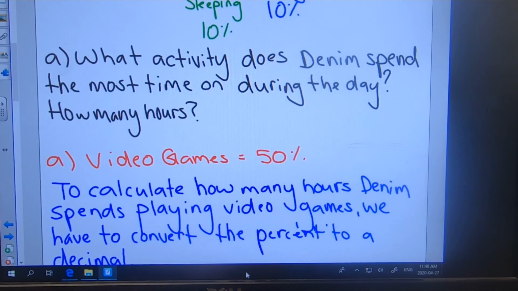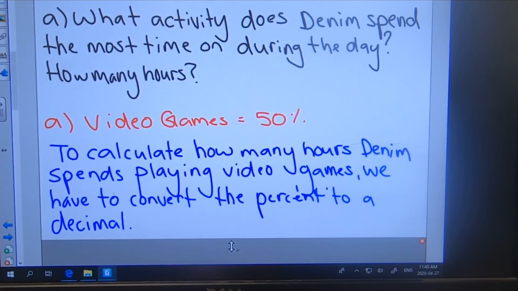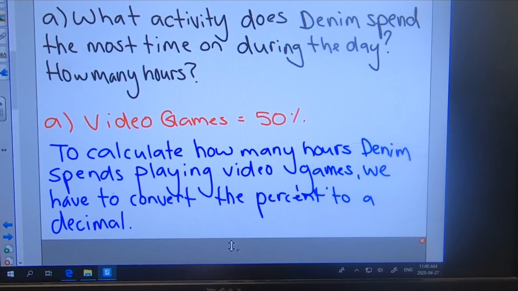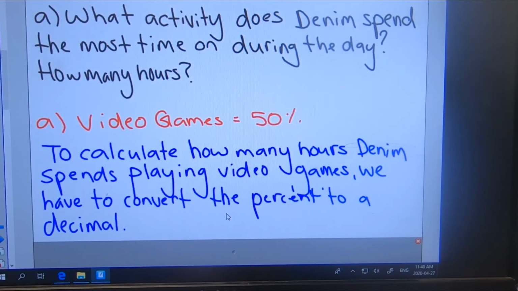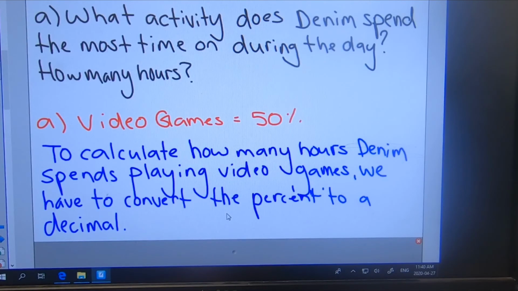And I'm going to show you how to do this with more complicated numbers. It's really easy to do with a number like 24 or 10 or 8 or something that's a very easy number to work with. A little bit harder when it's 476 or something of that nature. And it's also a little bit harder when it's not exactly 50%. So to calculate how many hours Denham spends playing video games, we have to convert the percent to a decimal.